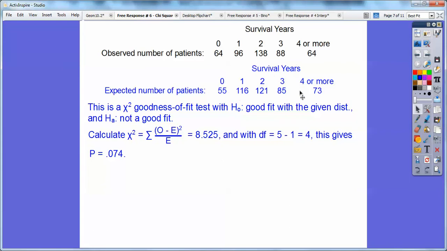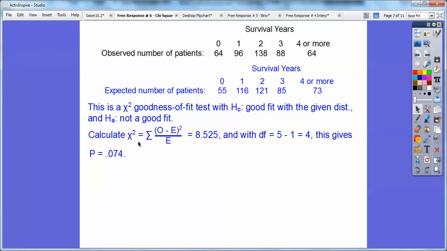and here are my expected numbers. So remember, for the chi-squared goodness of fit, our null hypothesis is a good fit with the given distribution, so we say that they're equal, and our alternative hypothesis is that they're not equal, that it's not a good fit. You can say that they're all equal, or not equal, or say it's a good fit. That's what goodness of fit means: it's a good fit with the given distribution, or it's not a good fit.